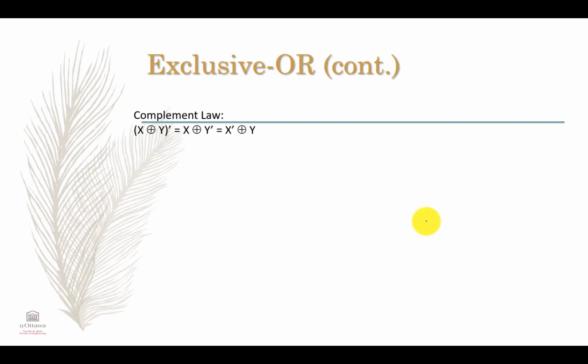Now, I want to make sure that the XOR follows the complement law. So, X exclusive OR Y, all of it complemented, what does it equal? It's equal to complementing one of the variables and you will get the same result. So if I just complement Y, I'm going to get the same result as if I complement the whole term. Or if I complement X and XOR it with Y, I'm going to get the same result.